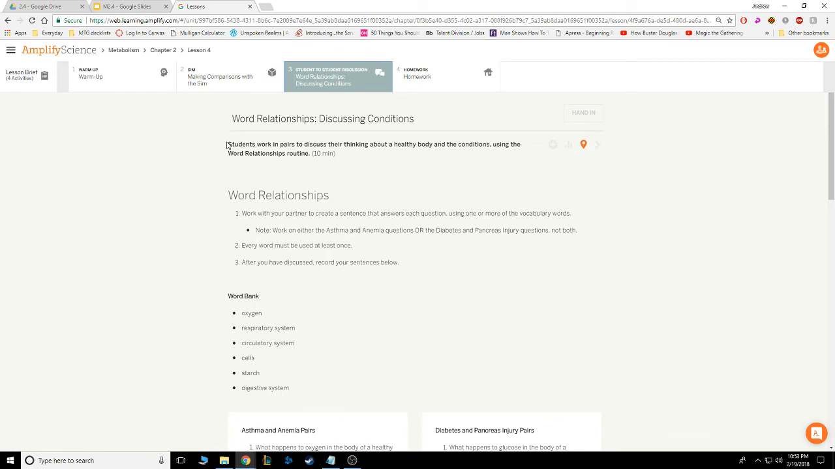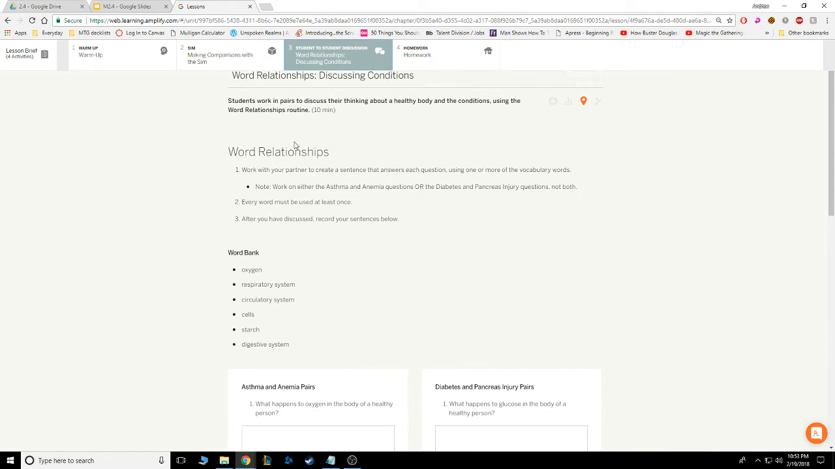talk about now. You're going to work in pairs, so with your partner, and you're going to discuss your thinking about a healthy body and the conditions, just like you did at the end of step 2, using this word relationship routine. The goal of this lesson is to make sure that you understand each of the words in the word bank, so that way you can use it in your future reasoning articles on things like quizzes and tests. So, let's follow the steps.